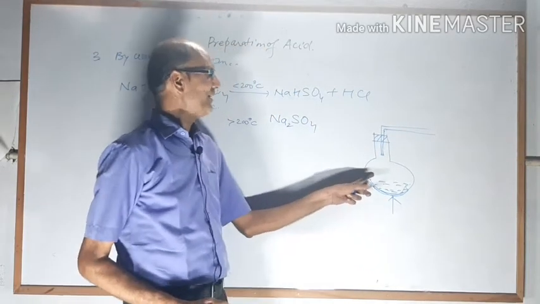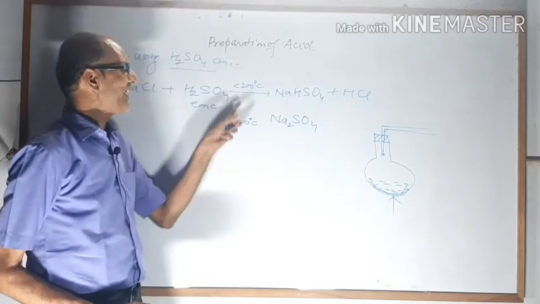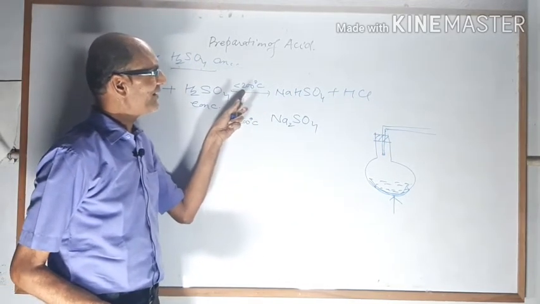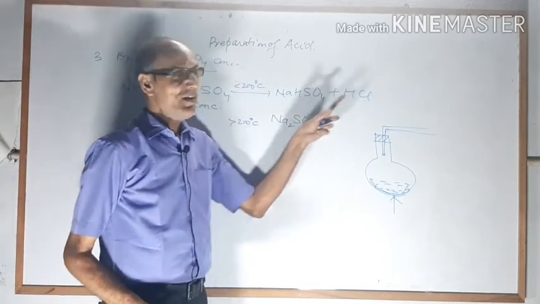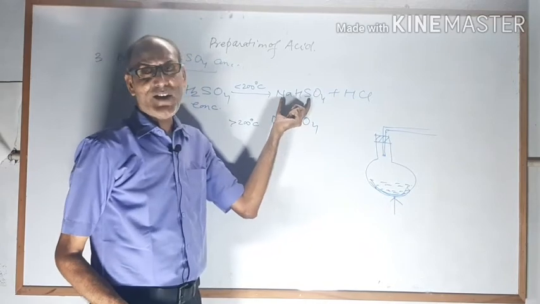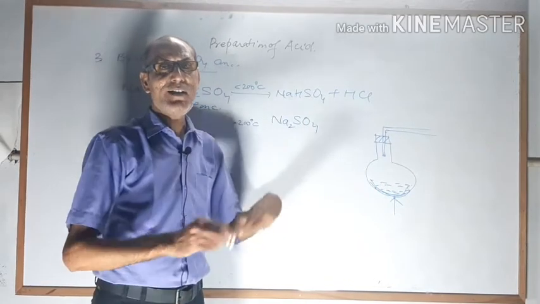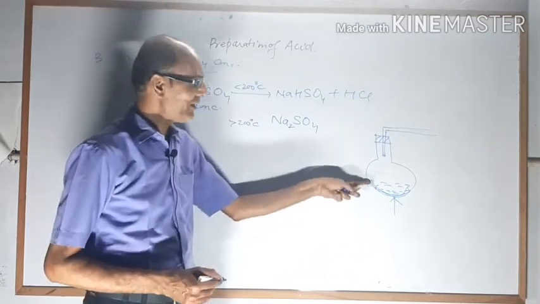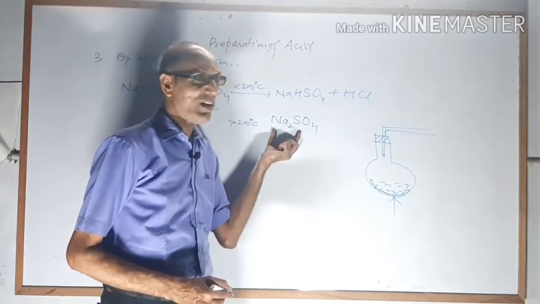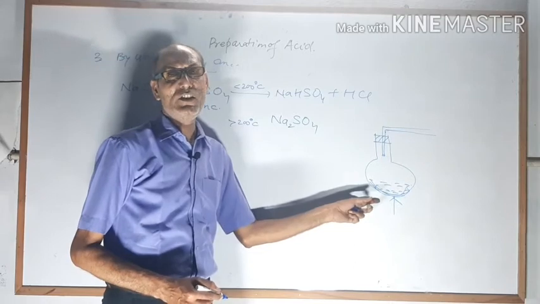So dear student, we have to use less than 200 degrees Celsius, because at less than 200 degrees Celsius you will get HCl and sodium hydrogen sulfate. It is soluble in water and can easily be removed by water, by washing or filling with water. Sodium sulfate will not be soluble in water and can't be removed easily.